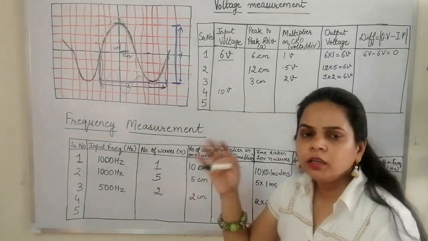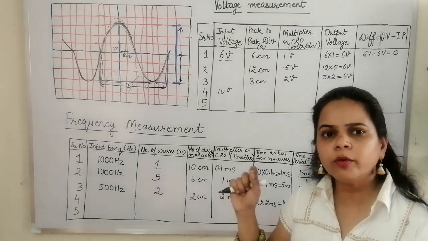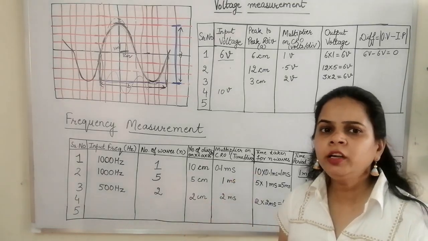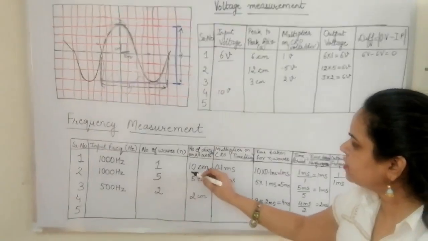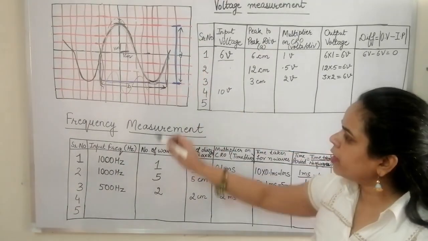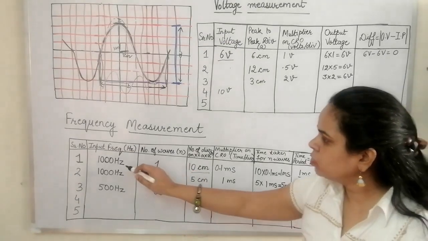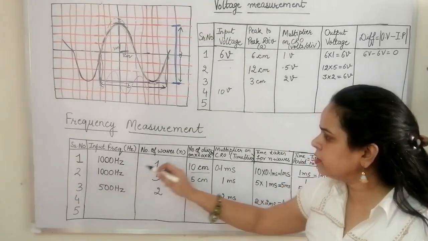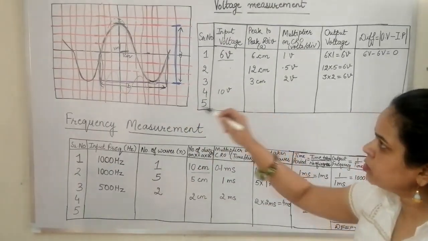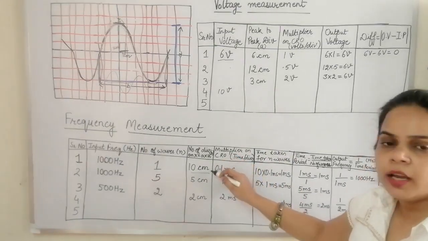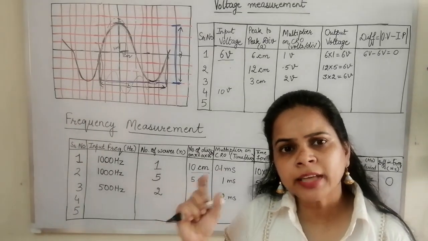Okay. If there are smaller divisions, you will take into account the smaller divisions also, where you know that one small division is equal to 0.2 centimeters. Since they are complete 10 blocks, we write it as 10 centimeter, and we have taken the number of waves as 1. We are doing the calculation for one wave. The input frequency is 1 kilohertz. The total number of divisions that this one complete wave covers is 10 centimeter, and we will see the multiplier on the time per division.